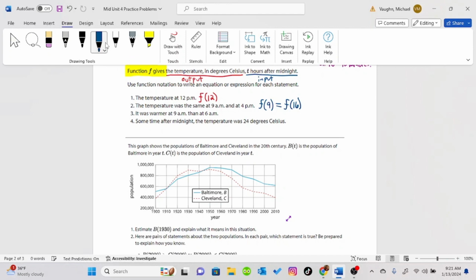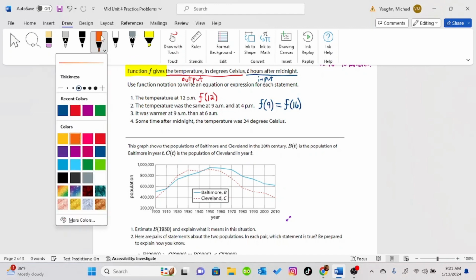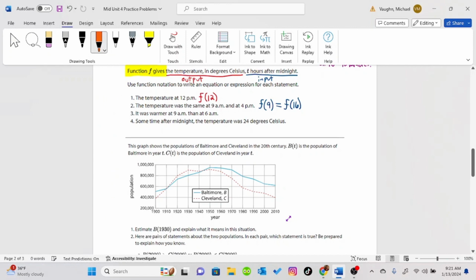Number 3. It was warmer at 9 a.m. than at 6 a.m. So 9 a.m. would be 9 hours after midnight, so we would represent that as F of 9. The word warmer would indicate greater than, and 6 a.m. would be 6 hours after midnight, so that would be F of 6.